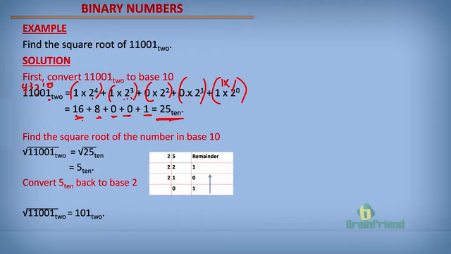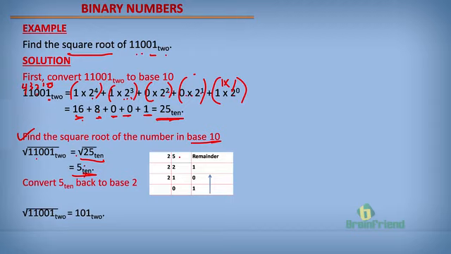And we are asked to find the square root of 11001₂. The next step is to find the square root of the number in base 10. So the square root of 11001₂ is equal to the square root of 25₁₀. The square root of 25 is 5. The square root of 11001₂ is 5₁₀. But we want the number in base 2. So we convert 5 to base 2.